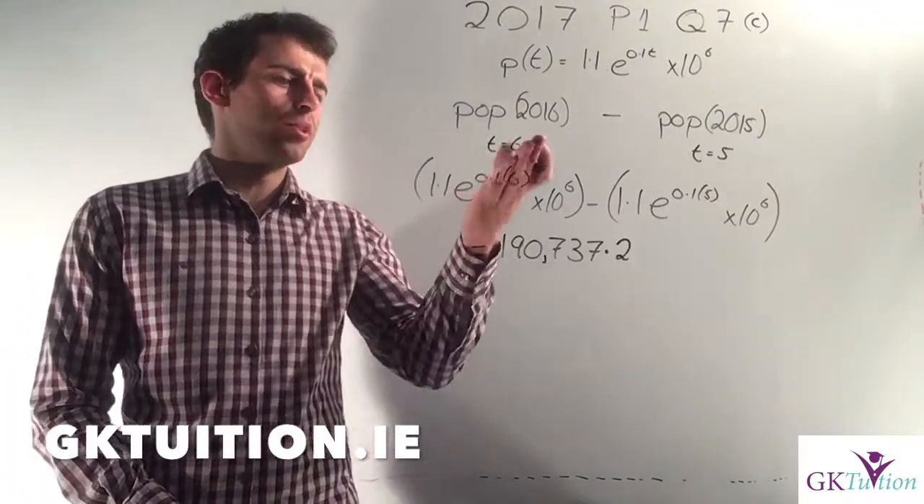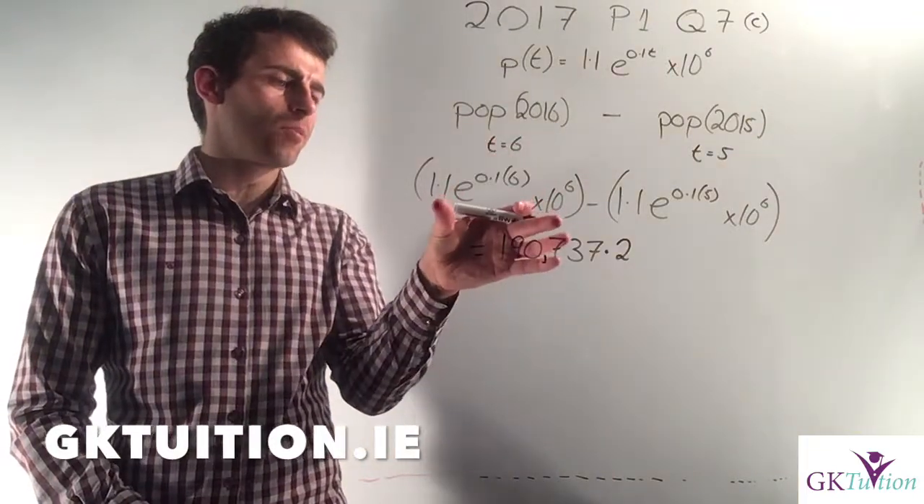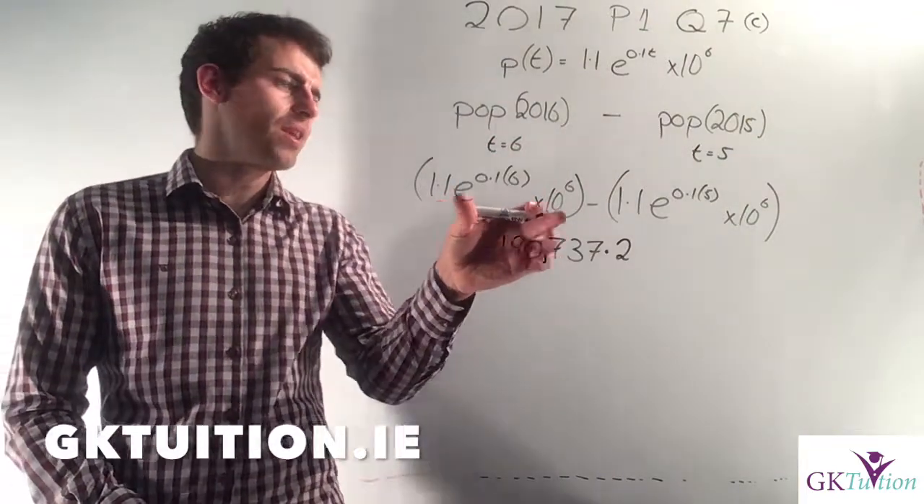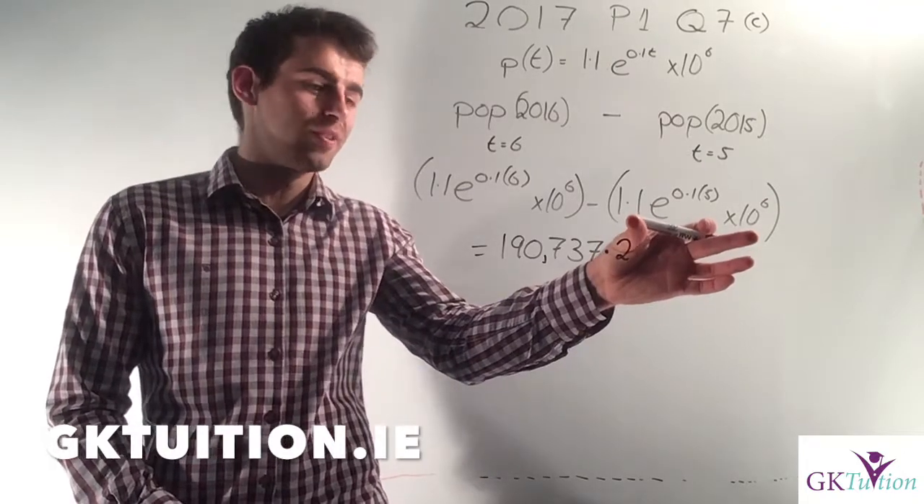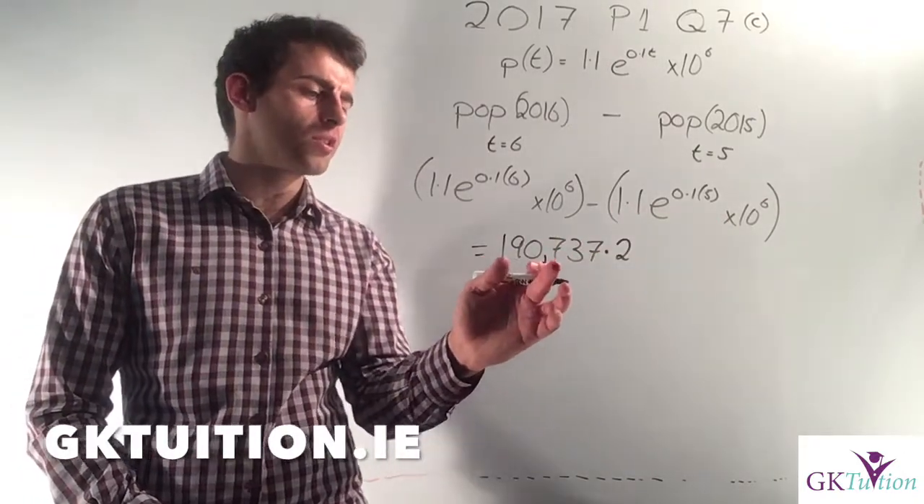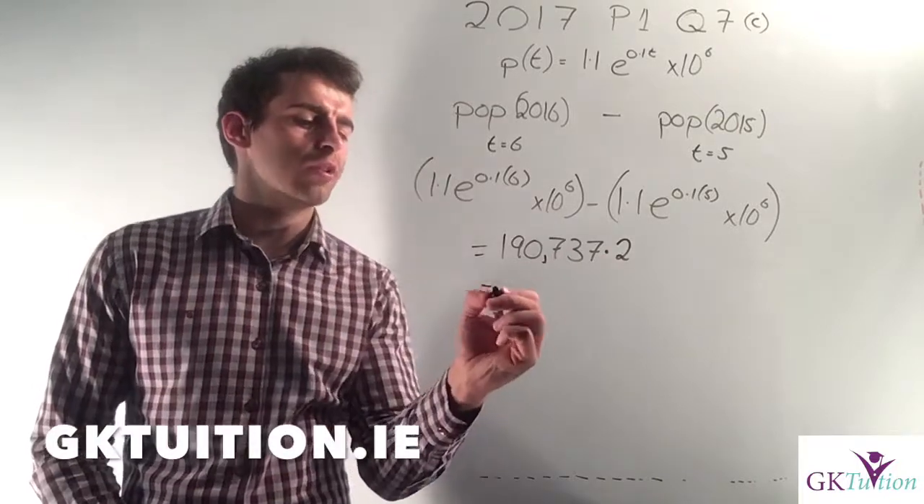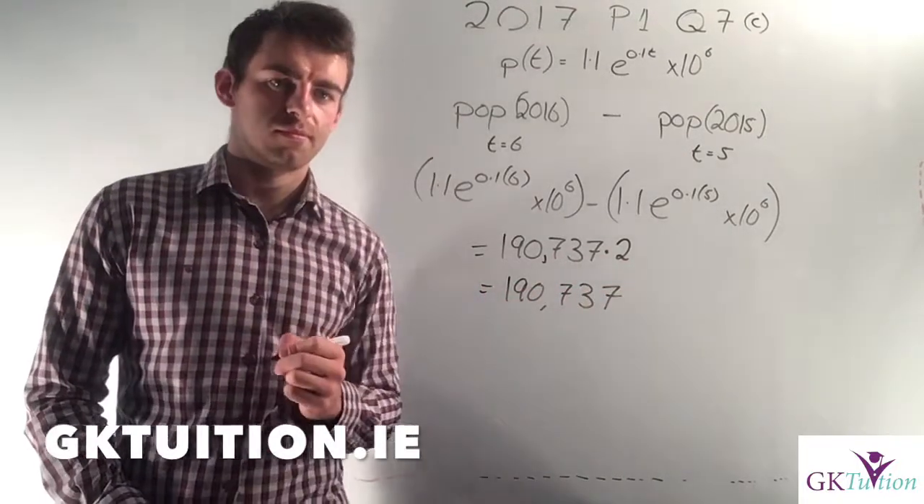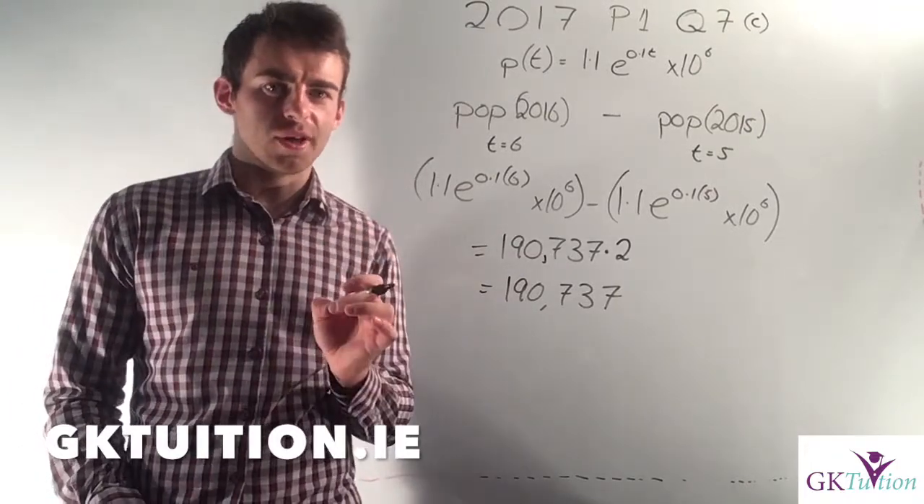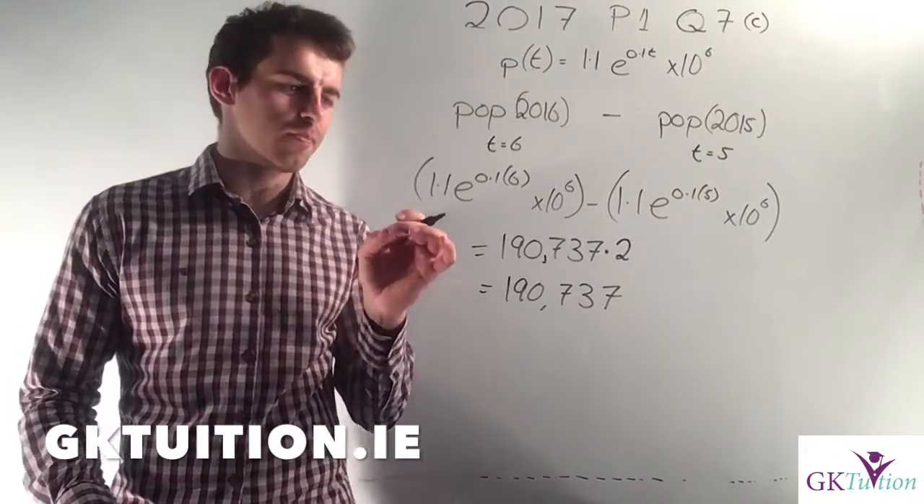Okay, so once we do that, we sub in t equals 6 to find the population at the start of 2016. We sub in t equals 5 to find the population at the start of 2015. You get 190,737.2. So clearly your answer is 190,737.